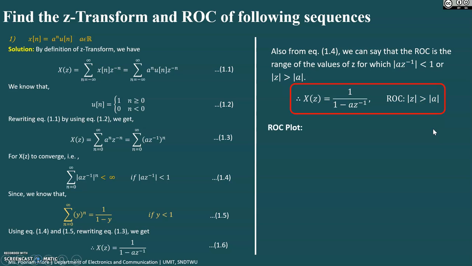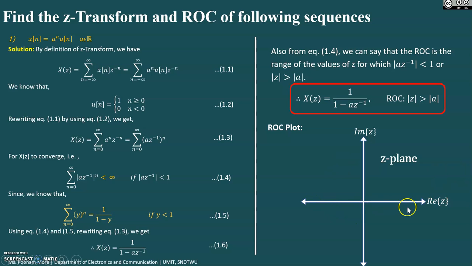Now, how will we plot this ROC? For plotting this ROC, let's consider a z-plane whose x-axis represents the real values of z and y-axis represents the imaginary values of z. Here we will draw a pole of this x of z. For this x of z, a is the largest pole that we have. So we will plot that pole in the z plane, and then we will draw a circle whose radius is equal to a.